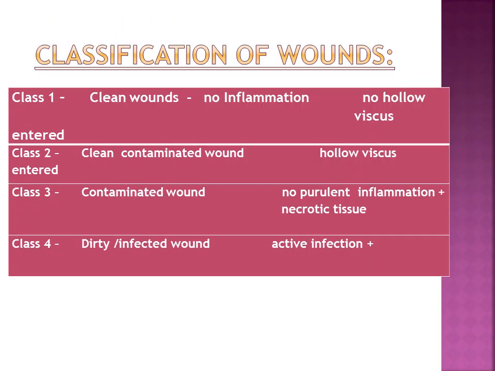Classification of wound is of 4 types: class 1, class 2, class 3 and class 4. In class 1 it is a clean wound, there is no inflammation, that is no sign of inflammation like redness or swelling or temperature, and no hollow viscus entered. Class 2, clean contaminated wound, hollow viscus entered. Class 3, contaminated wound, no purulent inflammation plus necrotic tissue. Then class 4 is a dirty infected wound and there is sign of active infection.